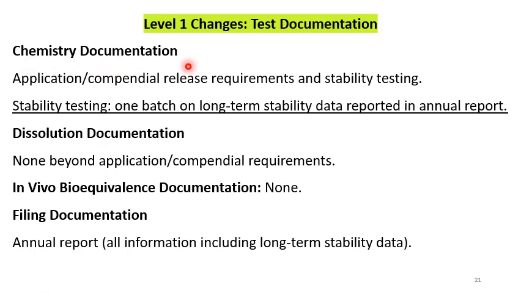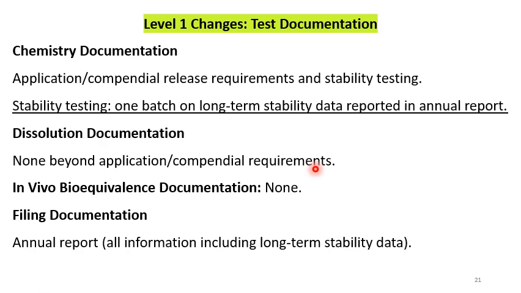So, chemistry documentation, application compendial release requirements and stability testing is required. Stability testing involves one batch on long-term stability and data reported in the annual report. See, this annual report is generated in the production plant, and every product is documented for the annual report. Then dissolution documentation, none beyond the application or compendial requirements. So here the chemistry documentation is also the same, and in dissolution it is also the same.